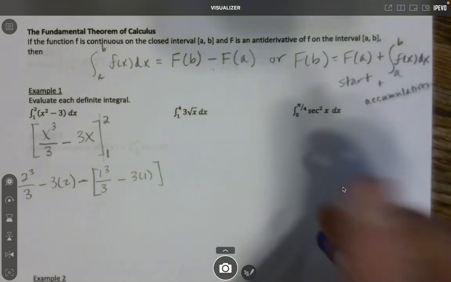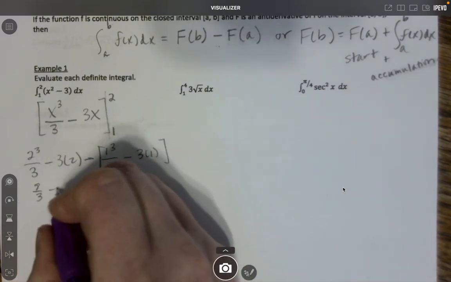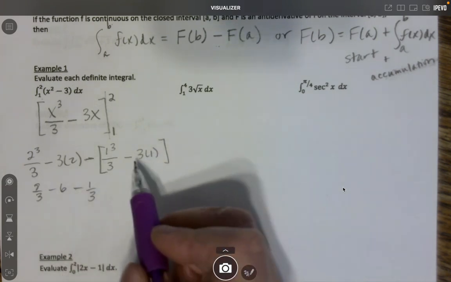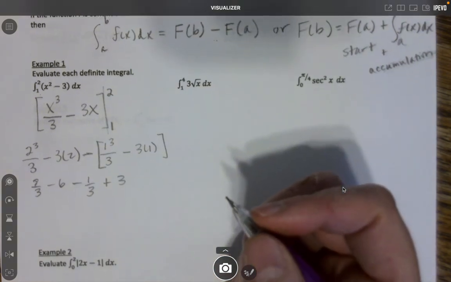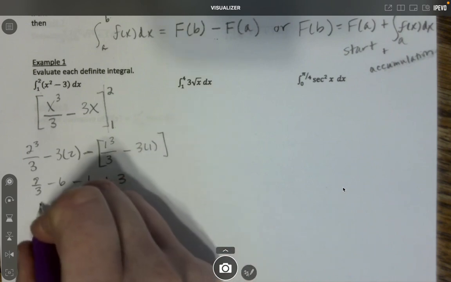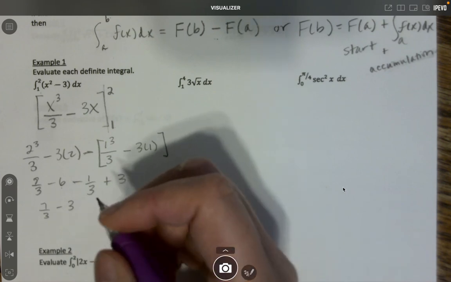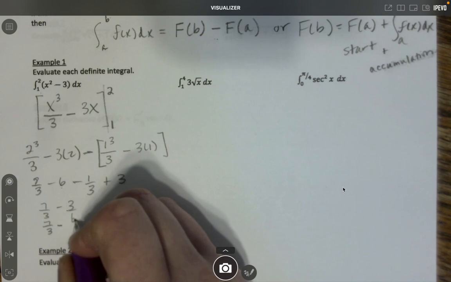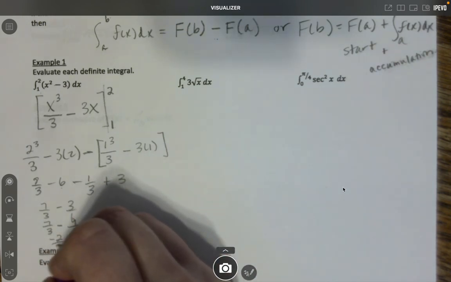All right, so let's see what we got. It makes 8 thirds minus 6 minus 1/3. When I distribute this minus sign, now I have a plus 3. So I'm going to put my fractions together and put my integers together. 8 thirds minus 1/3 would be 7 thirds. Minus 6 plus 3 is a minus 3. Then I do want to rewrite this as 7 thirds minus 9 thirds. And this means we have a negative 2 thirds.